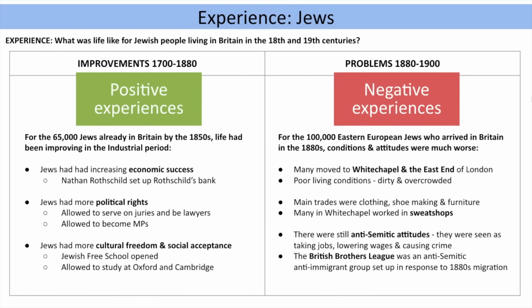One group that's formed at this time specifically in response to Jewish migration is the British Brothers League, which was a very anti-Semitic, anti-immigrant group, literally set up to try and intimidate and discourage Eastern European migration. We also see, because of those increased anti-immigrant views, the government starting to restrict immigration to Britain for the first time. So the Aliens Act of 1905 is the first law that properly restricts migration to Britain, and it's literally in response to that mass migration of Eastern European Jews from the 1880s that they want to stop from happening and stop from happening again.